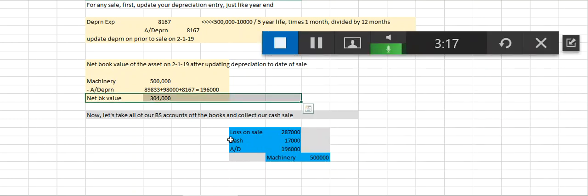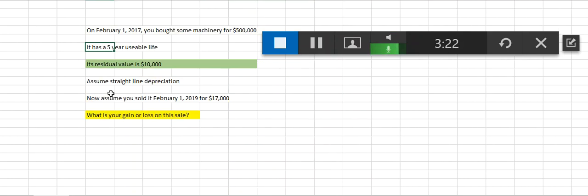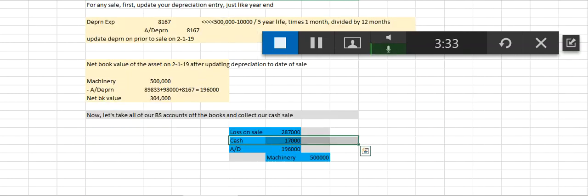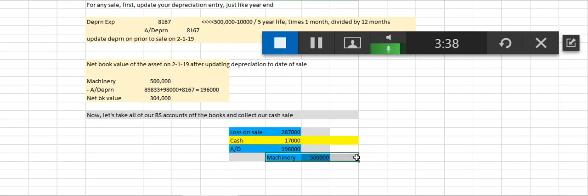And our final entry is cash of 17,000. So we collected cash of 17,000, just like it said here. Assume you can sell it February 1st, 2019 for 17,000. So we got our cash entry. Let's book that. Machinery, take it off the books. Accumulated depreciation, the latest version of it, which you'll notice is the sum of 89,833, 98,000, and our very last catch-up entry. So that's debited to get the accumulated depreciation off the books.